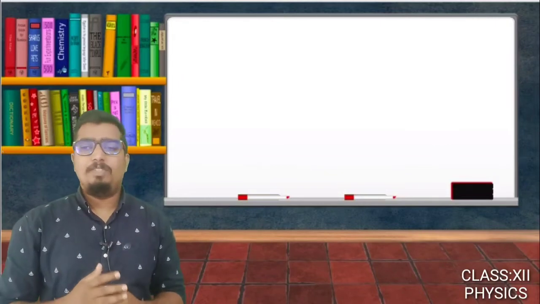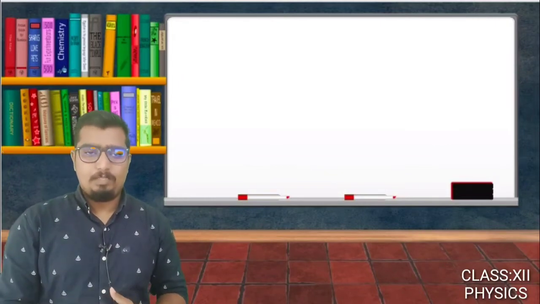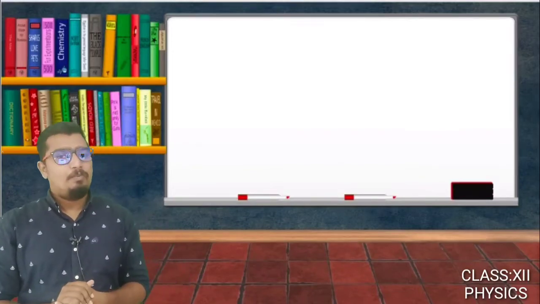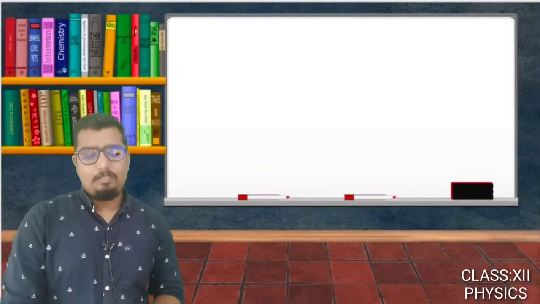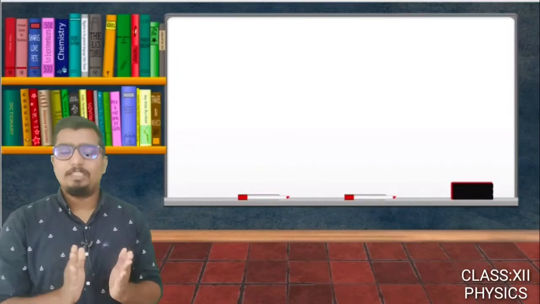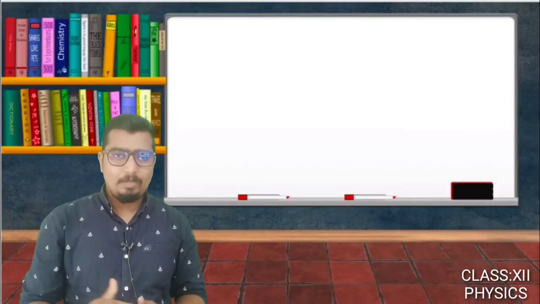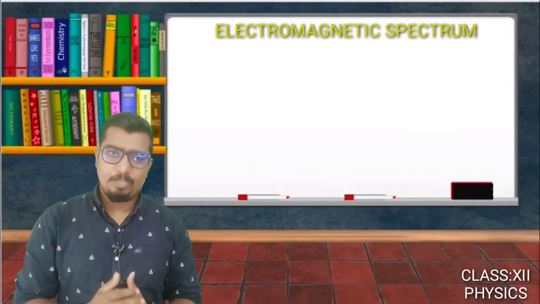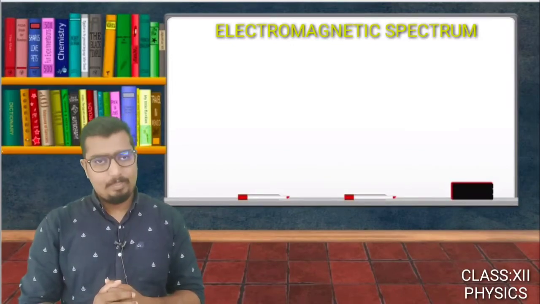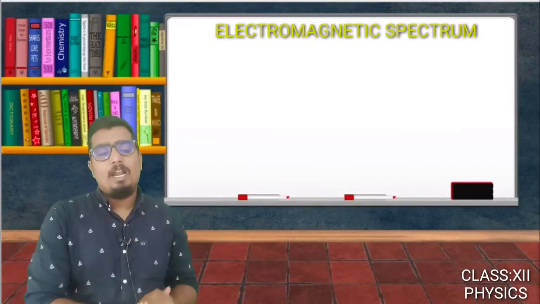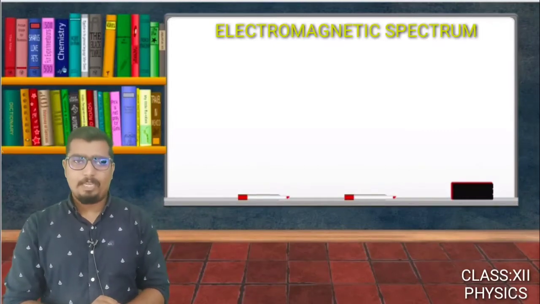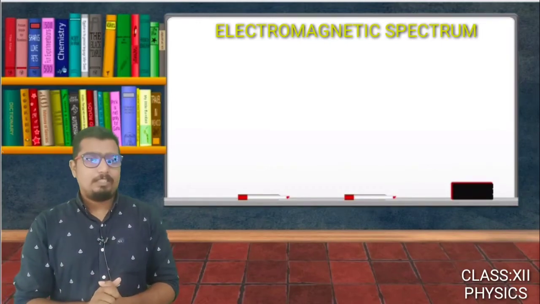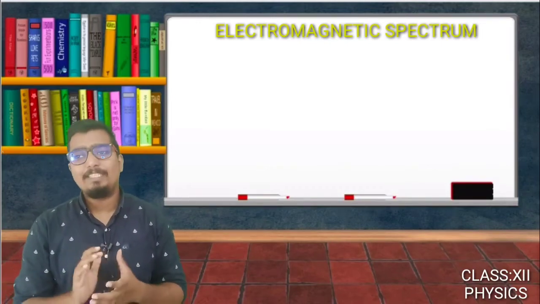In the last class, we started our chapter electromagnetic waves. In that session, we discussed what electromagnetic waves are, what the nature of electromagnetic waves is, and what the properties of electromagnetic waves are. Today we are continuing this chapter, and we are going to discuss the topic electromagnetic spectrum.